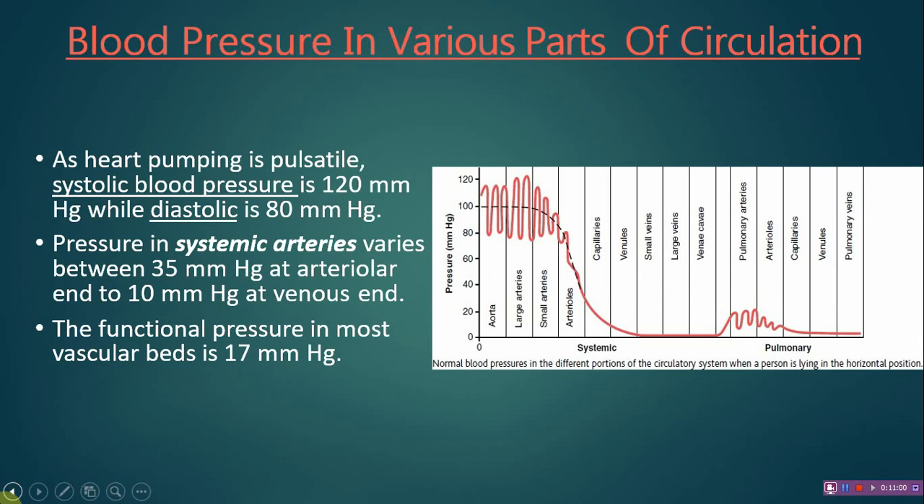Here, the blood pressure is depicted in various parts of the circulation. As the heart pumping is pulsatile, systolic blood pressure is 120 millimeters of mercury while diastolic is 80, we all know that. Pressure in the systemic circulation varies between 35 millimeters of mercury at the arteriolar end to 10 millimeters of mercury at the venous end. The functional pressure in most vascular beds is 17 millimeters of mercury, which is enough to allow little plasma leak and is sufficient for the transfer of nutrients.